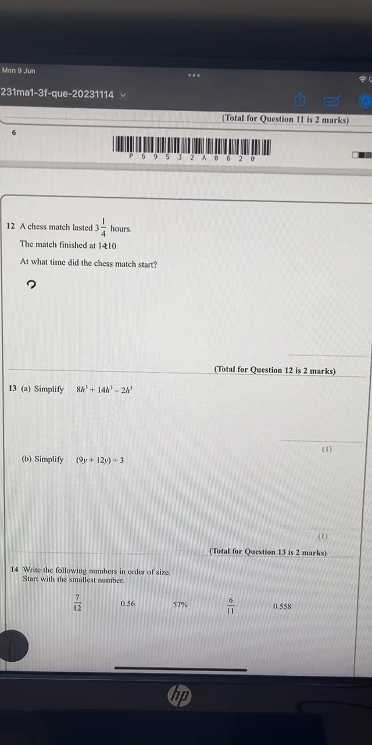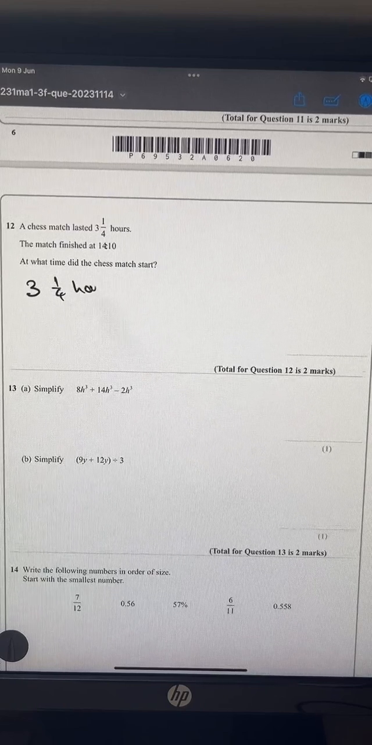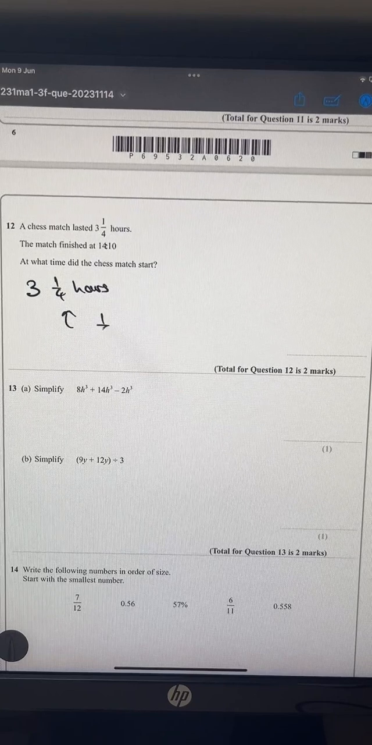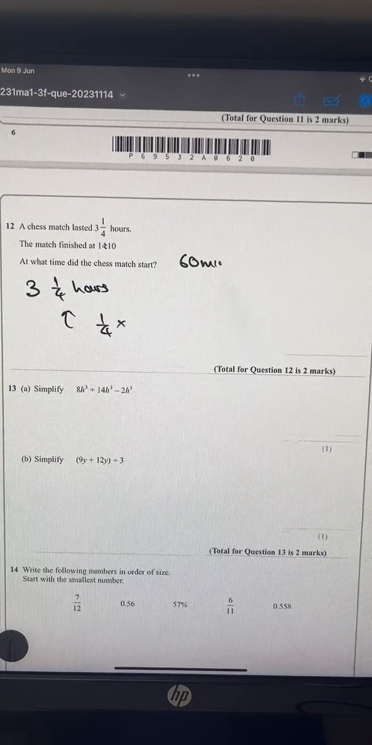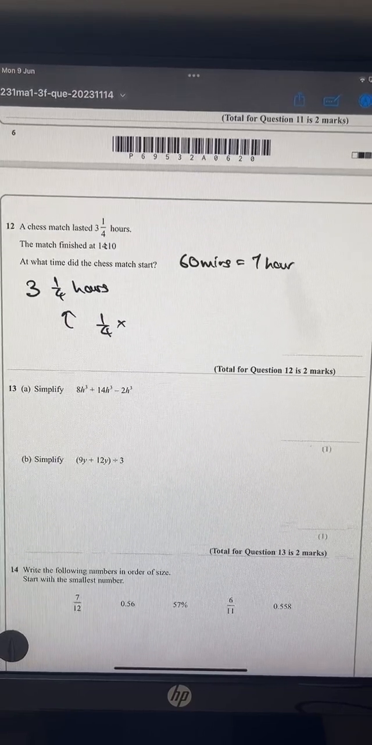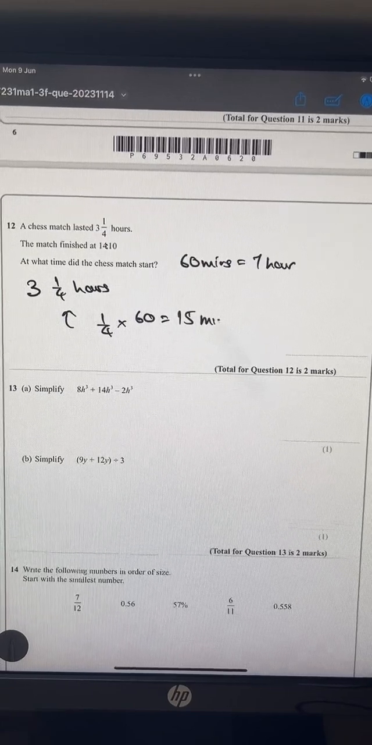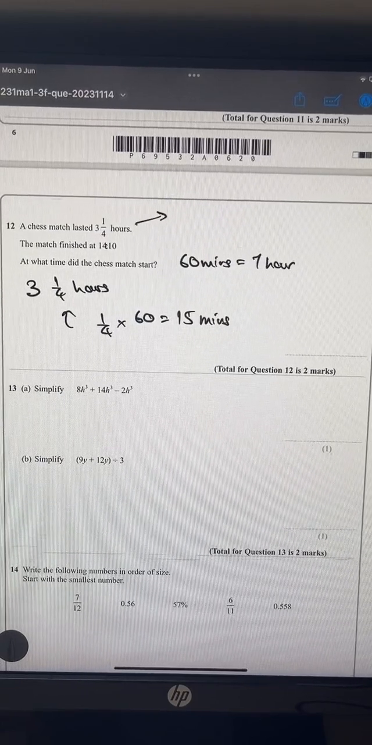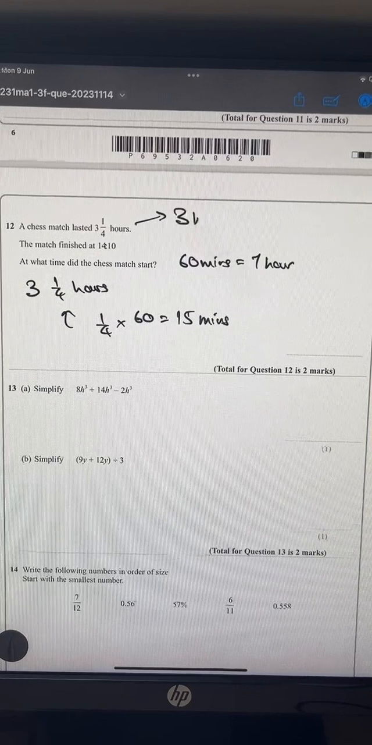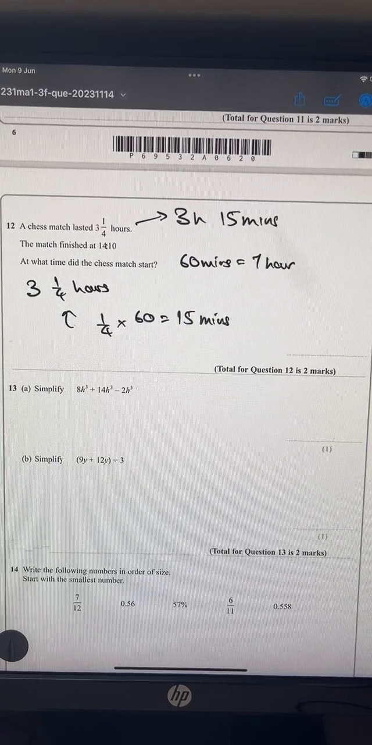Well, I've got 3¼ hours. I know 3 hours is just 3 hours, right? How much is a quarter of an hour? So a quarter, let's convert that into minutes. How many minutes are there in 1 hour? 60 minutes, right? Equals 1 hour. So a quarter of that is going to be equal to 15 minutes. So this, in other words, means a chess match lasted 3 hours and 15 minutes, right?